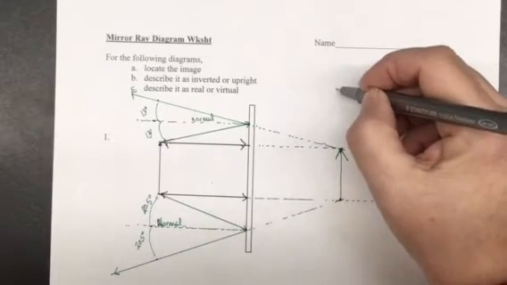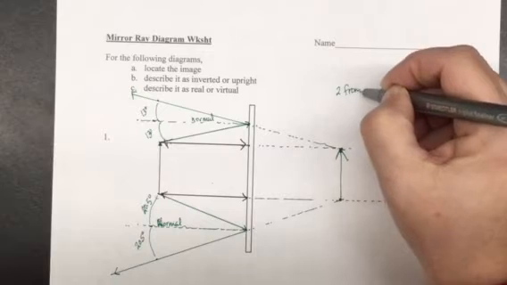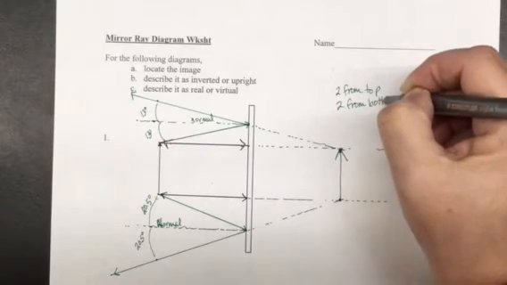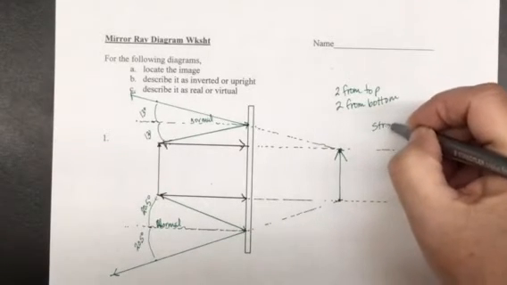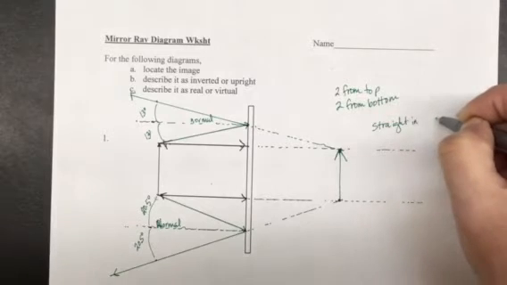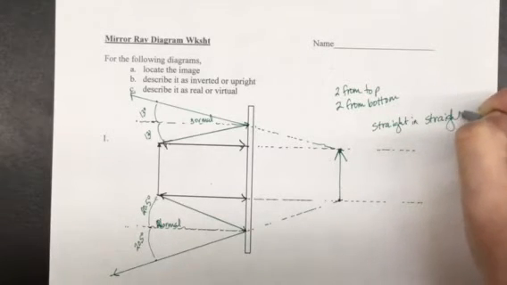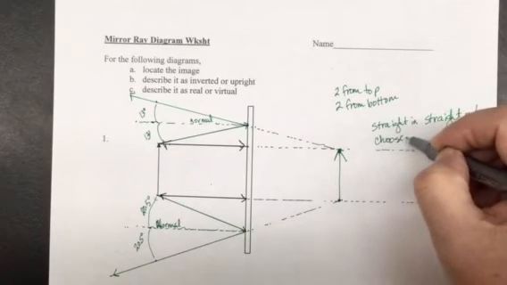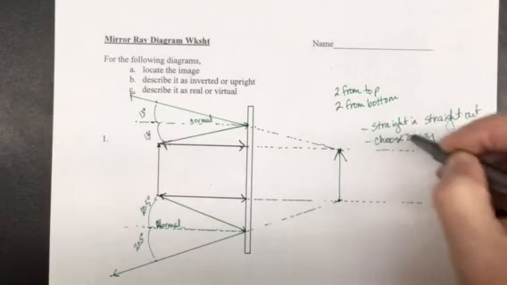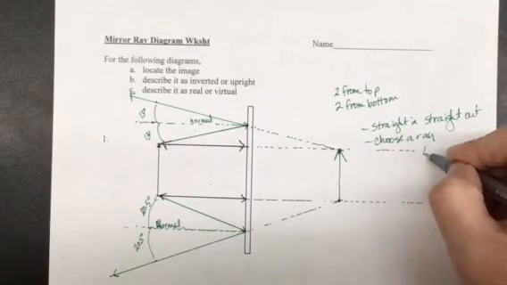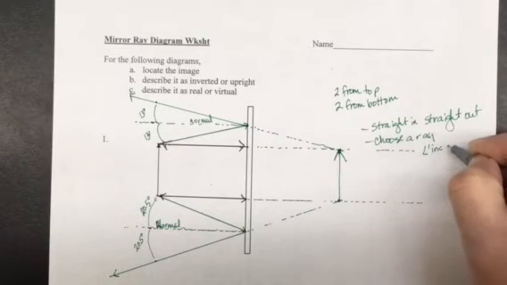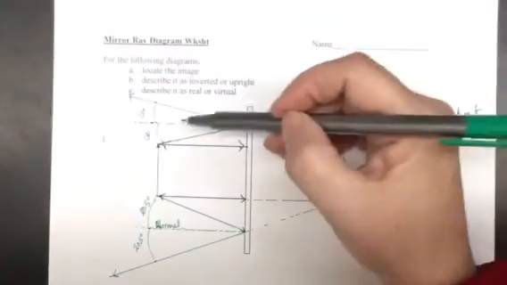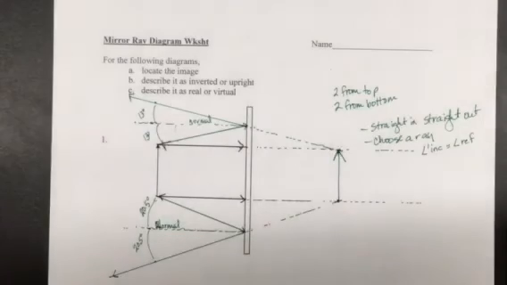Two rays from the top, two from the bottom. Okay, you're going to go straight in, straight out from the top and the bottom. And then you're going to choose a ray and the angle of incidence is going to equal your angle of reflection. Your angle of incidence that it comes in equals your angle of reflection that it bounces out.